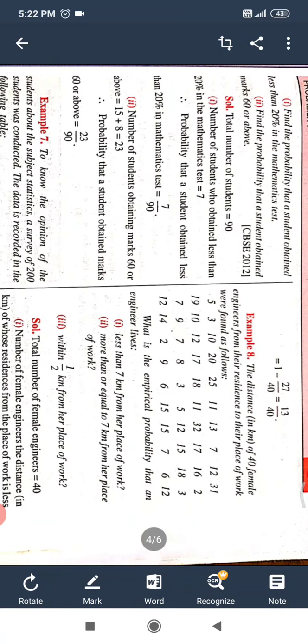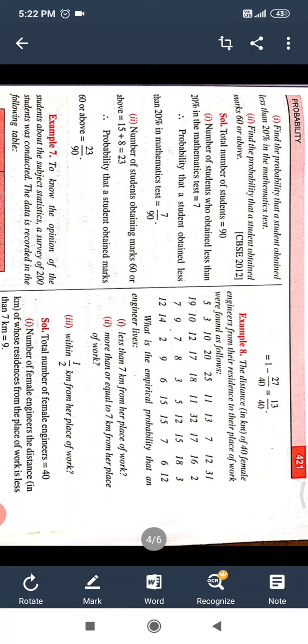Now, how can we solve question 6 in this way? Find the probability of the students obtaining less than 20% in the mathematics test. And second, find the probability that a student obtains marks 60 or above. So here we can see in the table the total number of students is 90 and the number of students obtaining less than 20% marks in mathematics equals 7. So the probability of the students obtaining less than 20% of marks in the mathematics test equals 7 upon 90. It will not cut now, even and odd combination.